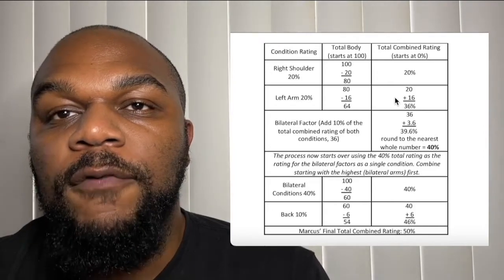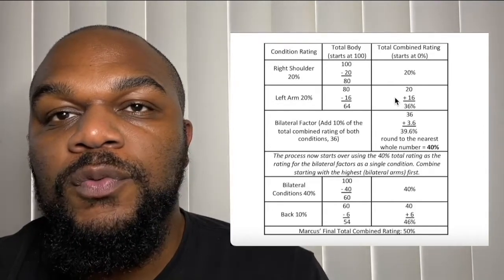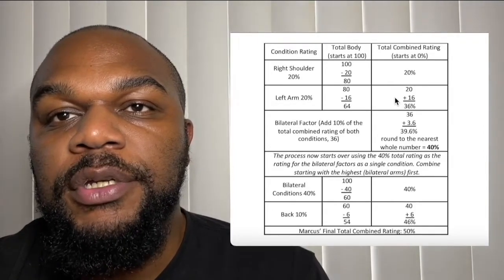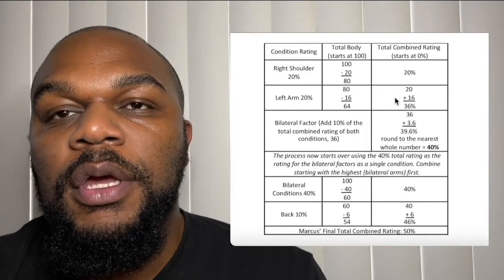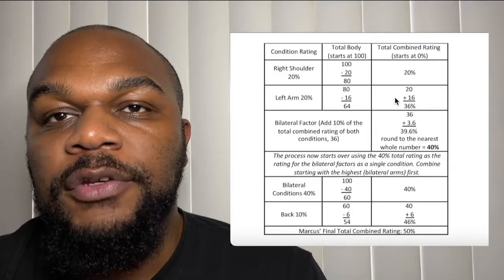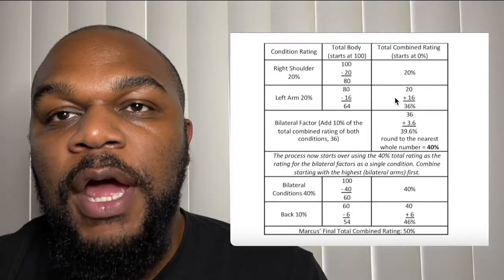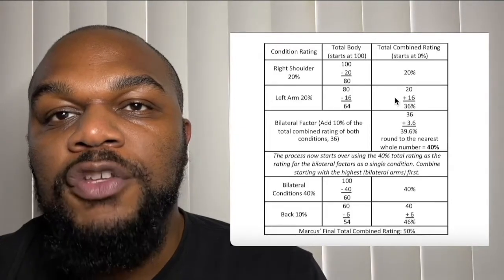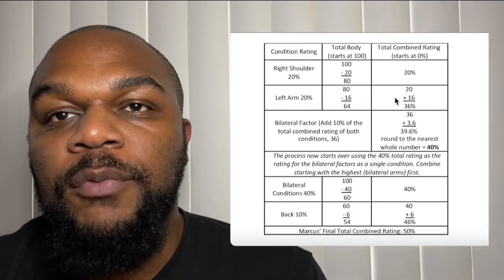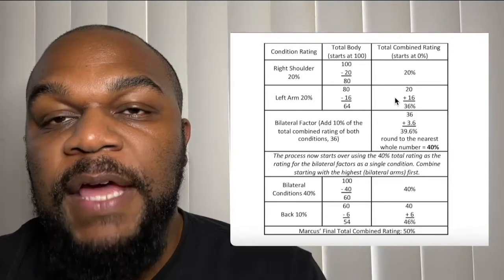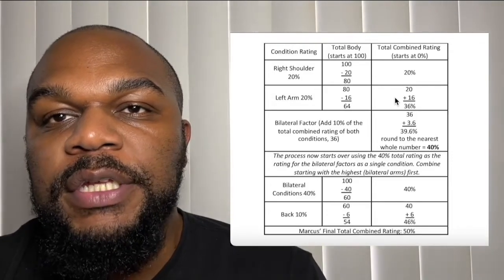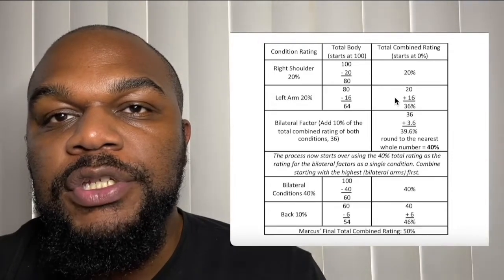Without the bilateral factor, Marcus's conditions would have combined to 43%, which rounds down to 40% of a final rating. So not only did the bilateral factor get Marcus's rating to a higher 10%, it also pushed him to the 50% rating that qualifies him for CRDP. That's huge. Regardless, if you have 2 bilateral conditions, you get the extra 10%. Congratulations, you've passed VA math.